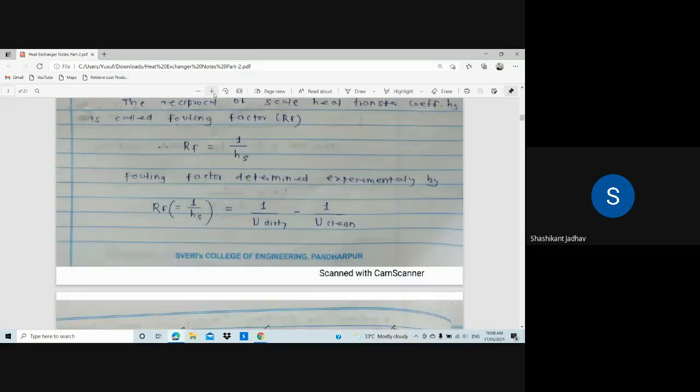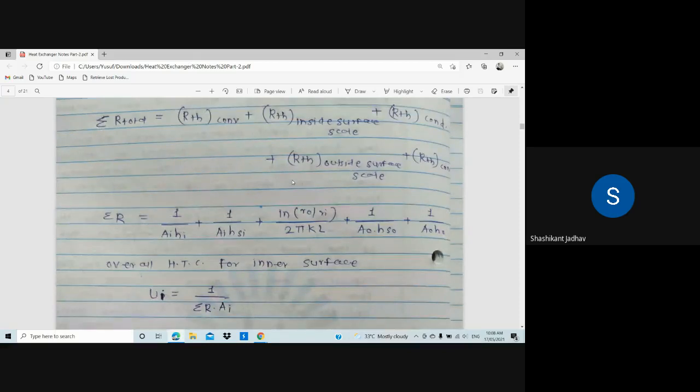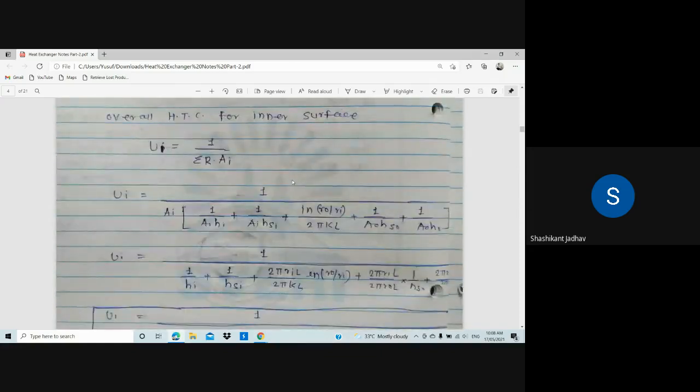From this diagram we understand that from the hot fluid to the cold fluid there are a total of 5 resistances. The summation of R total is the thermal resistance due to convection, then the inside surface scale, then conduction, then the outside surface scale, and then convection. So from that we get the summation of R, that is the overall resistance for that particular heat exchanger when scale formation takes place. And from that we get the equation for the overall heat transfer coefficient for the inner surface and for the outer surface.